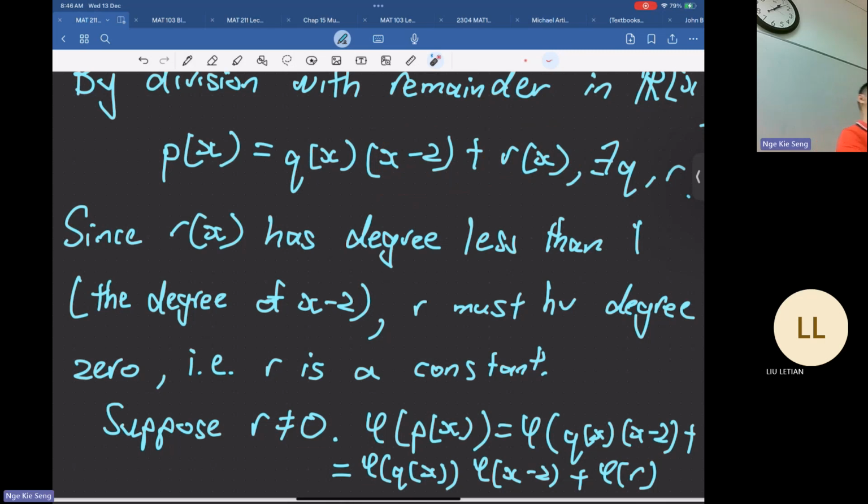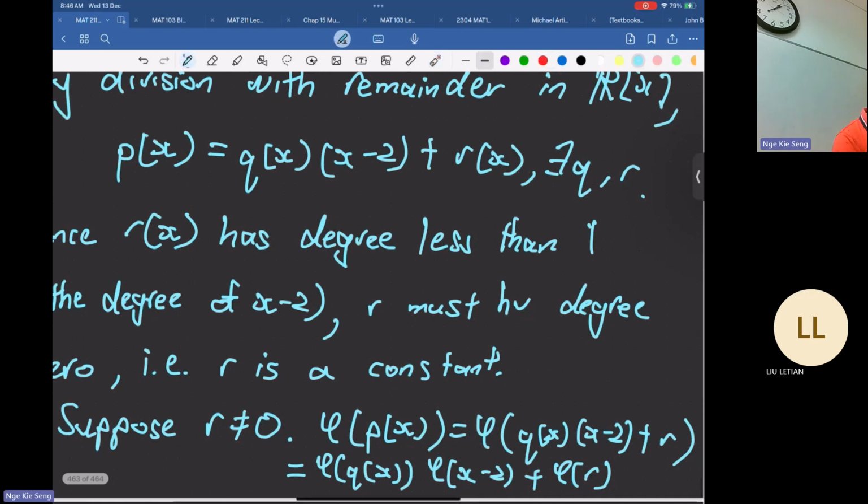But what number is this? We need to argue what number this is. Can it be non-zero or not? If it is 0, then we are done. If it's 0, then p(x) equals q(x) times x minus 2, a multiple of x minus 2. So here the q and r live where? This q and r live in the polynomial ring.